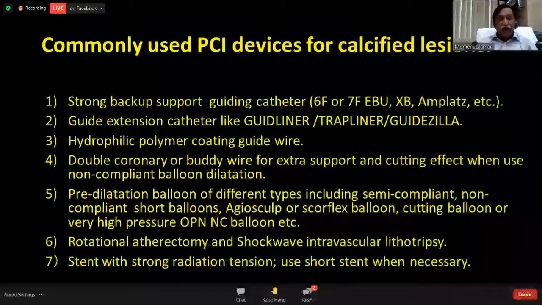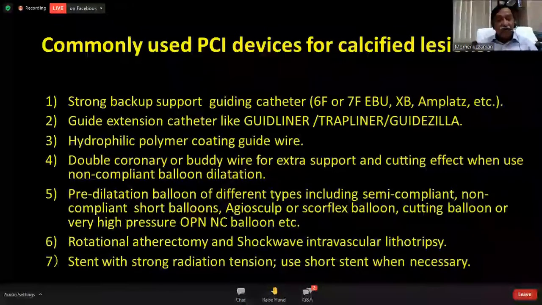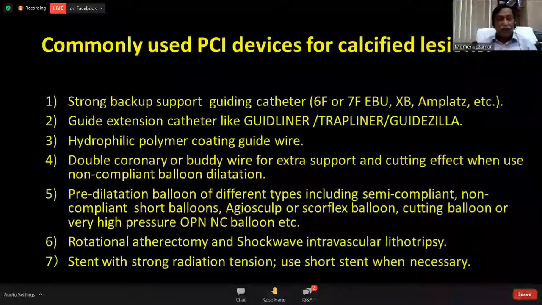Sometimes you need a double coronary wire as a buddy wire. It gives extra support and has a cutting effect, especially when you use a non-compliant balloon for dilatation. To dilate, you can use a semi-compliant balloon, especially a short balloon, or AngioSculpt or Scoreflex. A cutting balloon can also be used, and a very high-pressure balloon like the OPN balloon can be used to dilate the lesion properly. And lastly, rotablation or shockwave intravascular lithotripsy is another device for an extreme form of calcification which you cannot deal with by balloon angioplasty.